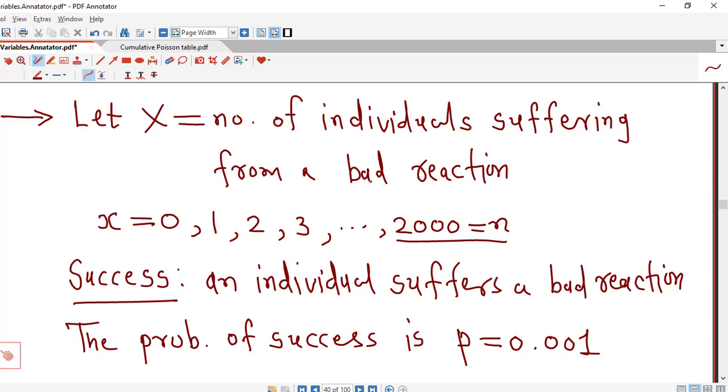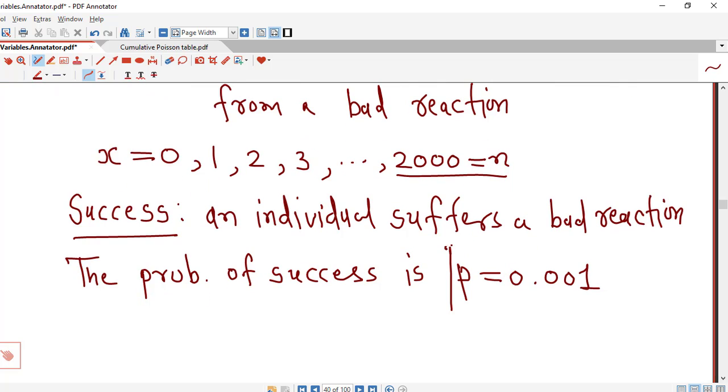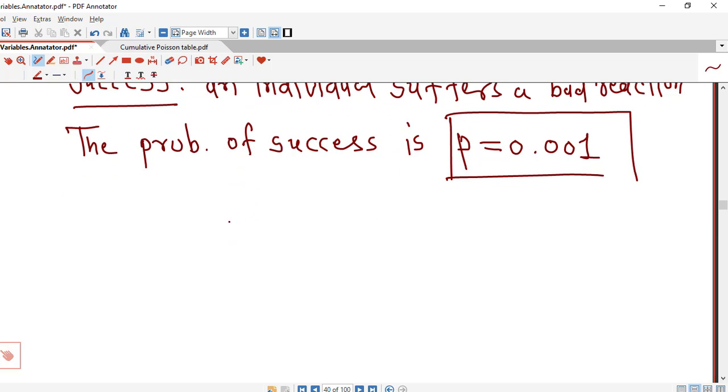and there is no dependency of one individual on remaining individuals for a bad reaction. Okay, so suffering a bad reaction is independent from individual to individual. So we can say that for this experiment trials are independent. So this is the problem of binomial probability distribution. All the four conditions of binomial distribution are satisfied. But here number of individuals is 2000, which is a very large number, and probability of success is 0.001, which is very small. So as we know, if number of trials is very large and probability of success is very small, we can approximate binomial distribution by using Poisson distribution.